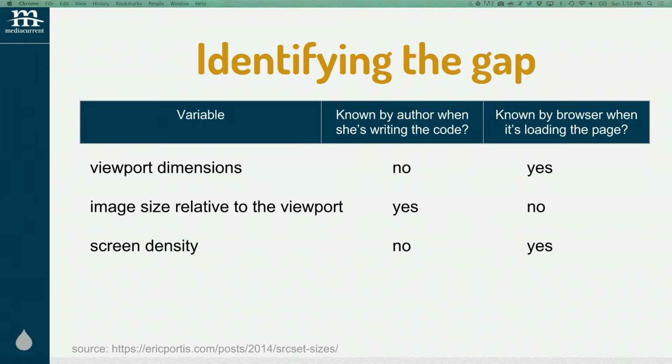Then we have the screen density. We don't know what kind of devices people are using to view our website. The browser, again, will know what kind of screen density a device is when a website is being rendered. And finally, we have the source file dimensions. We will probably know the source file dimensions, especially if we're working with Drupal and we're creating image styles. We'll know how big those files will be, but the browser will not know that. So those are the gaps that we want to be able to close, especially on the browser side, because that way the browser can pick the best image possible to serve to any device.